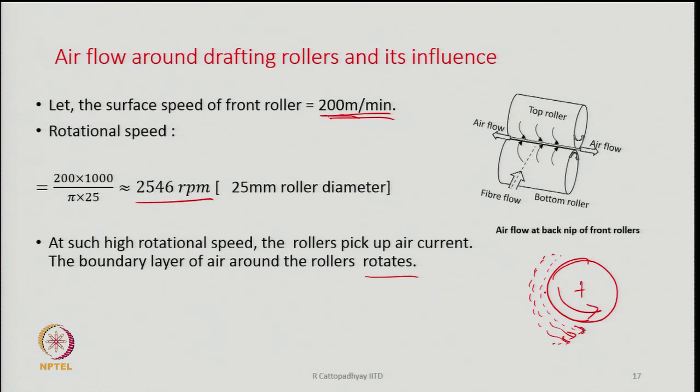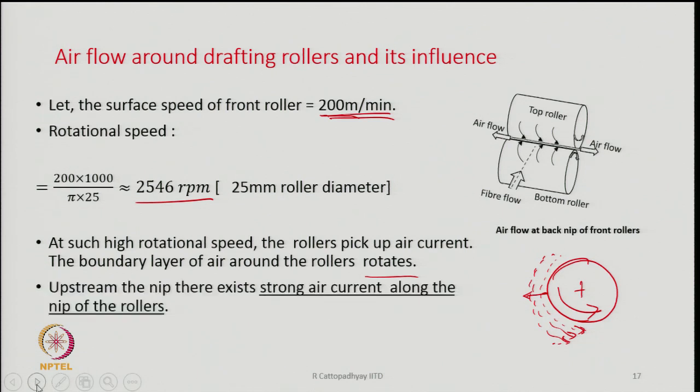Immediately at the surface, the boundary layer will have maximum speed because it is close to the surface. As we go away from the boundary layer, the velocity is going to be less and less. That means, whenever a roller rotates in the medium of air, as the roller rotates, the boundary layer also rotates along with the air.